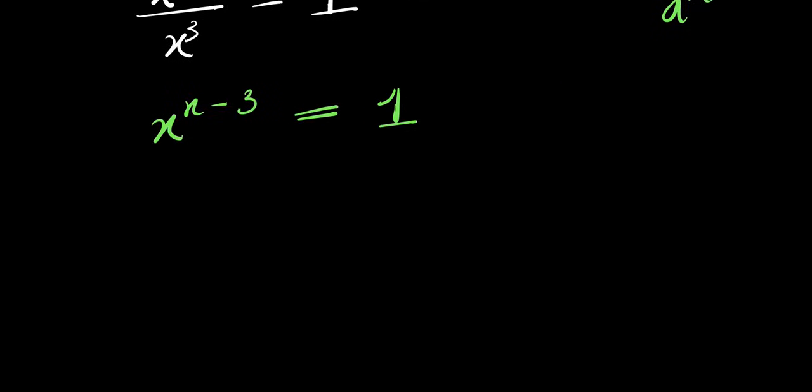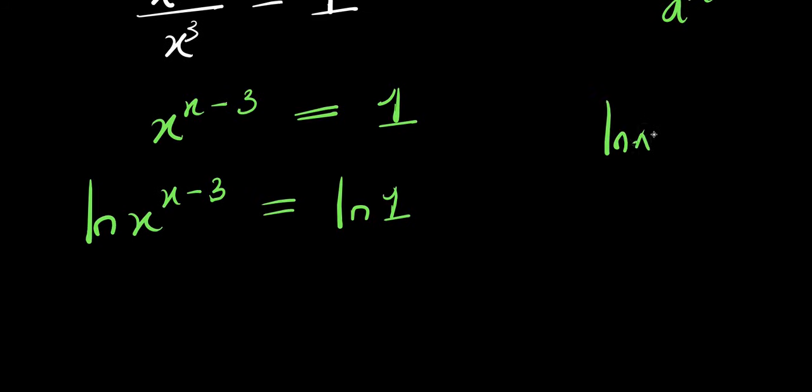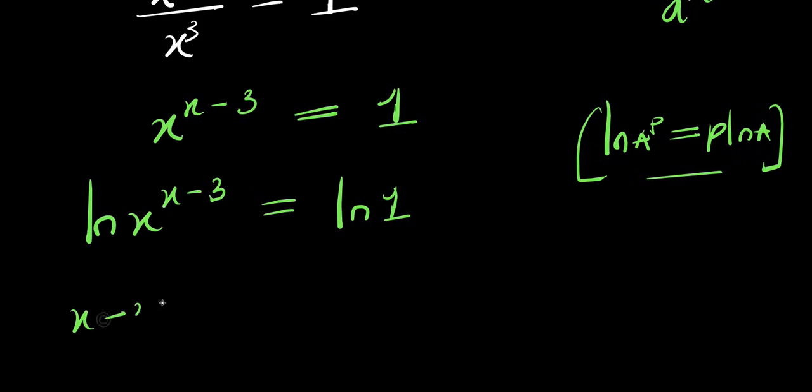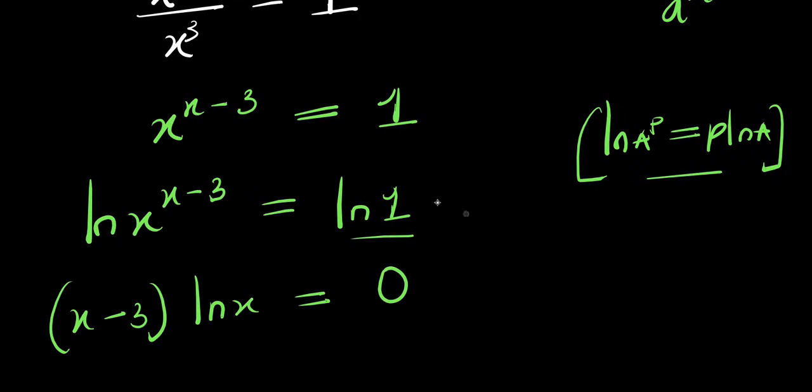At this point, we apply natural log. Natural log of x to the power x minus 3 equals natural log 1. Now, when you have natural log a to the power b, this equals b times natural log a. So applying this right here, we have x minus 3 times natural log x equals natural log 1. This is 0. Remember, natural log 1 is 0.